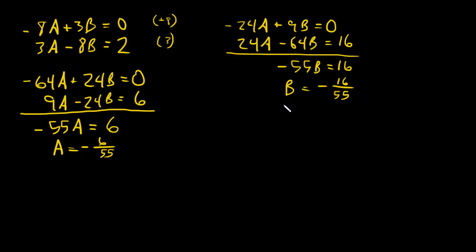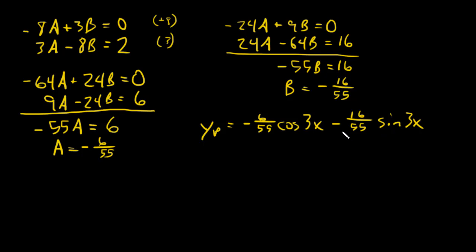So with that, all I have to do now is rewrite my y sub p. So y sub p, the guess that I made was I had a cosine 3x, so negative 6 55ths cosine 3x, or rather minus, since it's a negative, minus 16 55ths sine 3x. So it turns out that that particular solution, even though my initial non-homogeneous part only consisted of a sine 3x, the particular solution is a combination of cosine and sine, and you're going to see that happen with regularity.